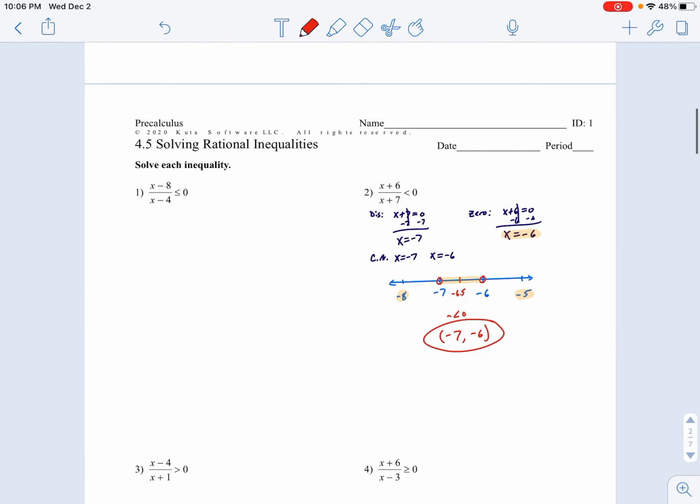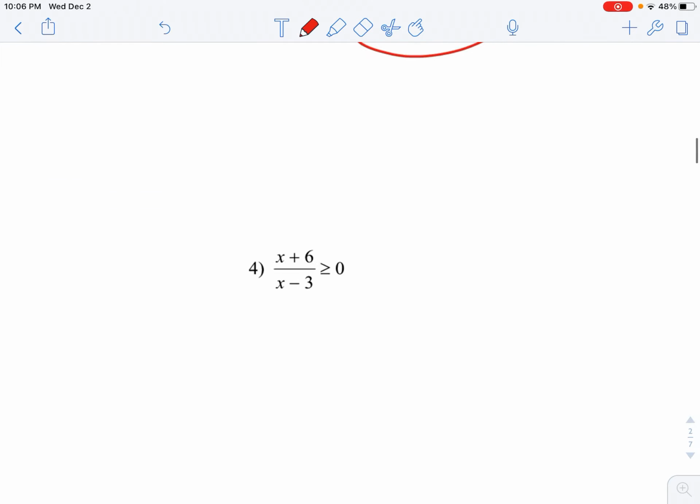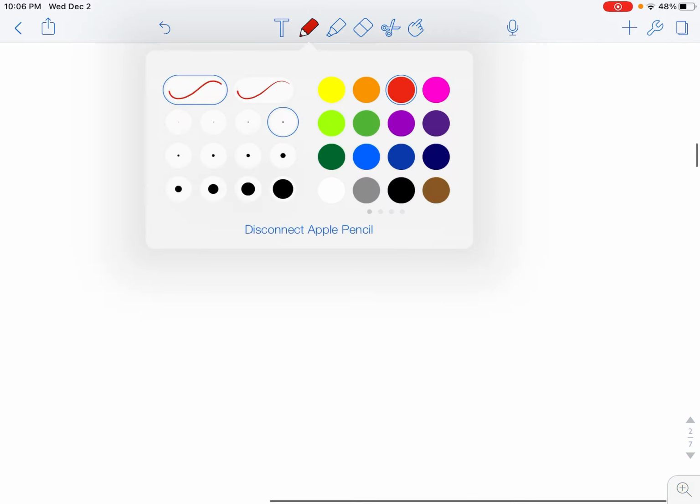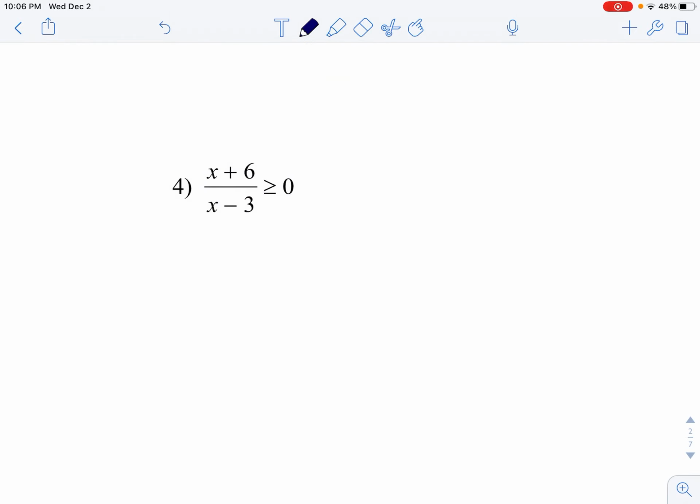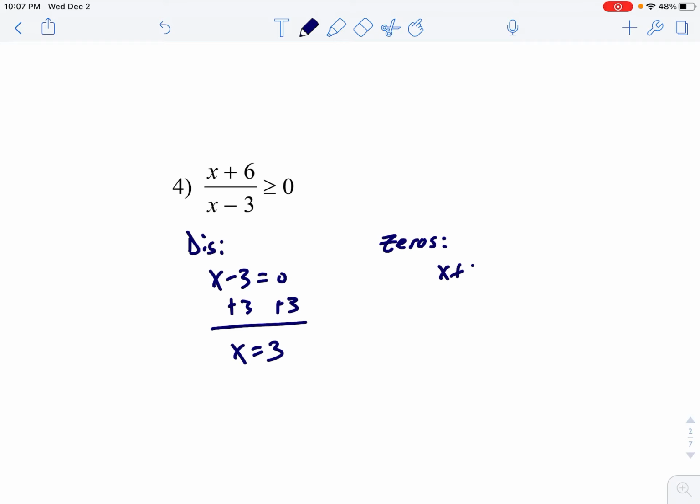All right. Let's do number 3. Very similar type of a problem. We're going to find the critical numbers starting with discontinuities. Discontinuities set the denominator equal to 0. Add 3 to both sides, x equals 3. Then find the zeros. For that, set the numerator equal to 0.